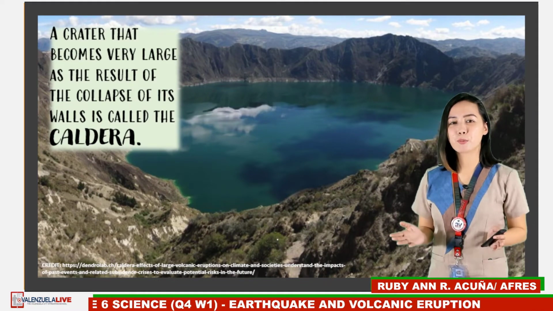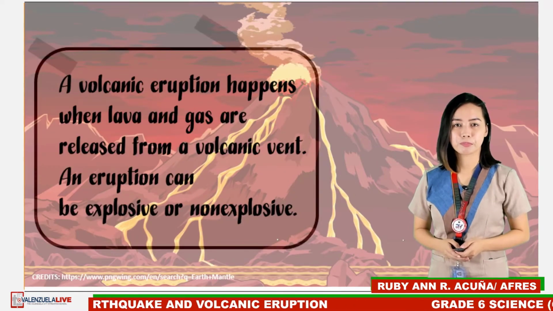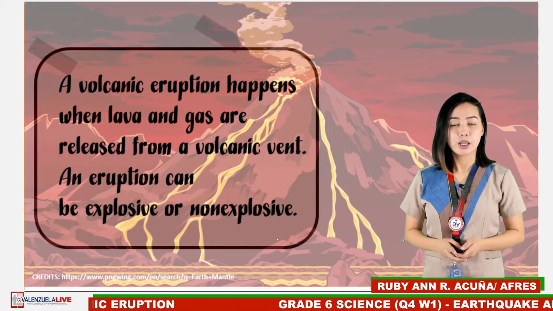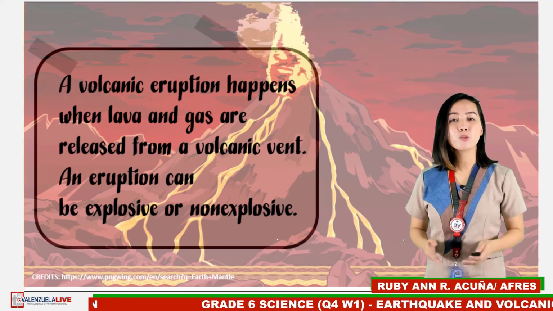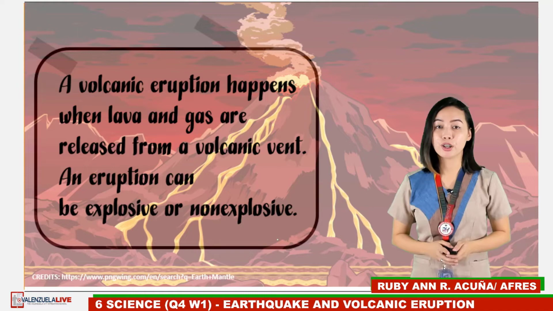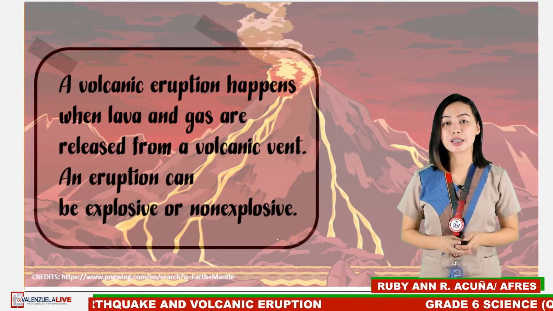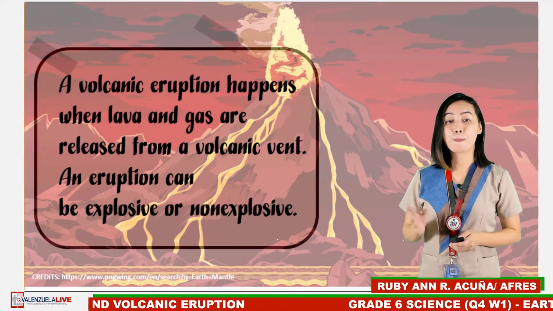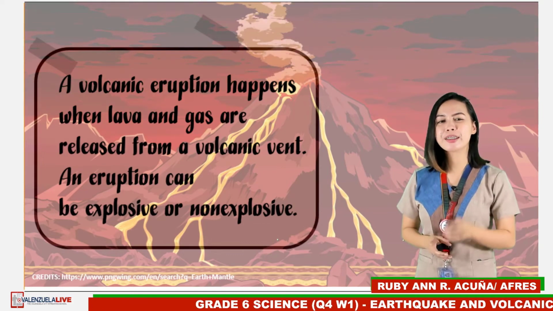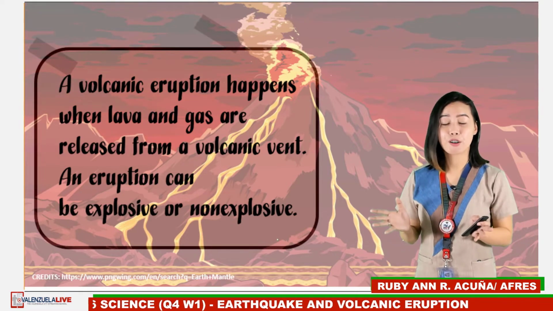A volcanic eruption happens when lava and gas are released from a volcanic vent. An eruption can be explosive or non-explosive. It is considered an explosive eruption if a huge amount of pyroclastic materials, consisting of lava, rocks, ashes, and volcanic glass, is released into the air due to pressure. While in a non-explosive eruption, there is less pressure, so lava will just flow out of the crater.